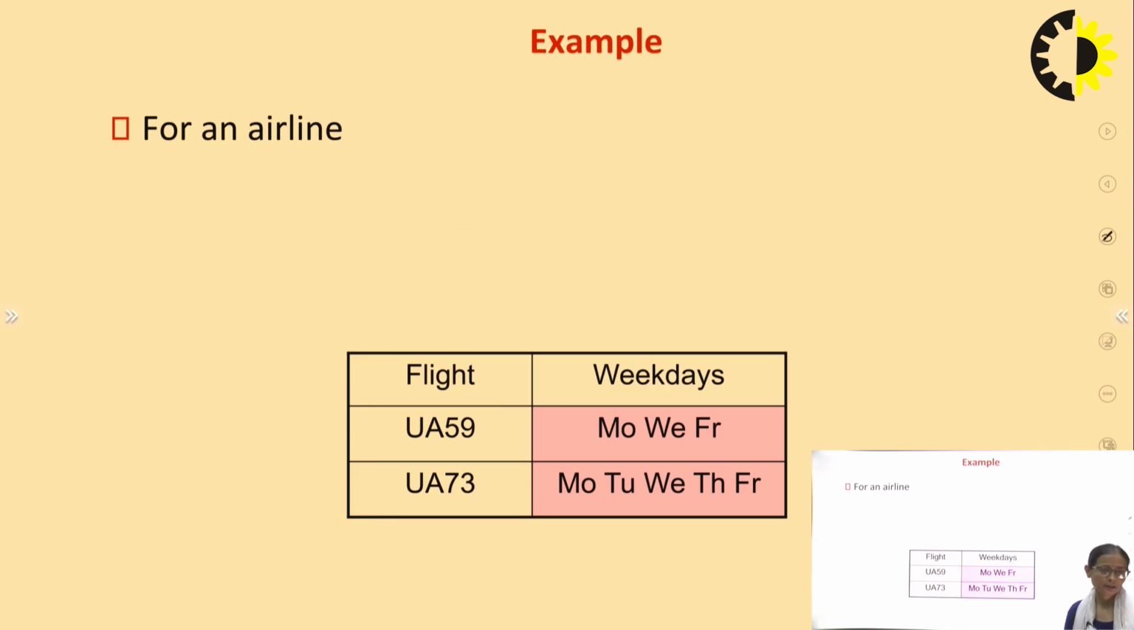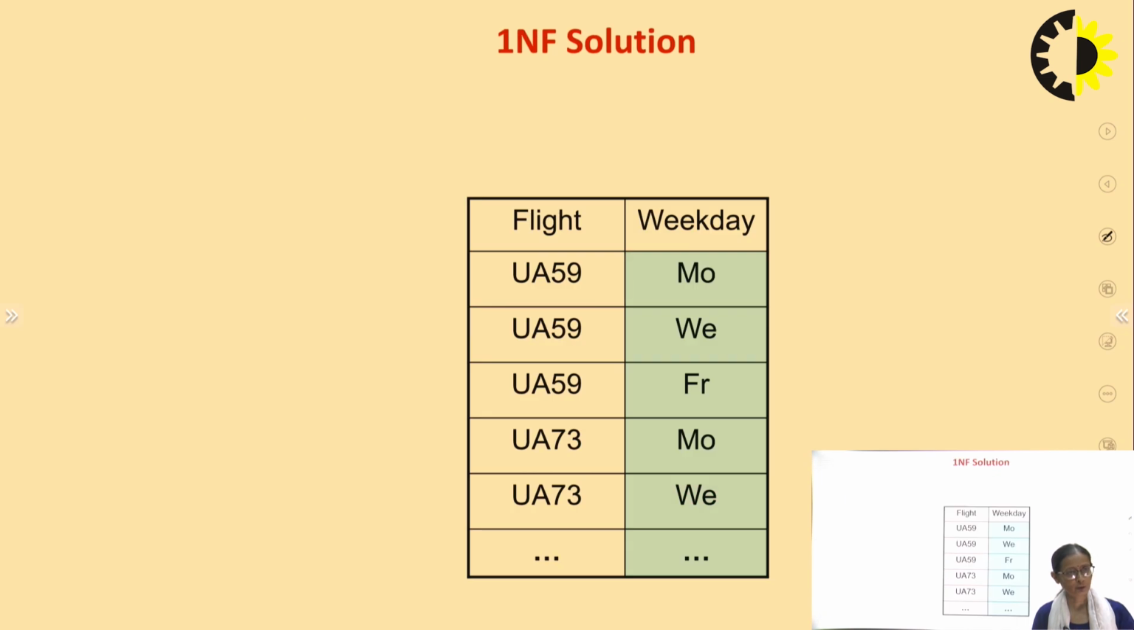This is another example. We have an airline application, and in this table the first attribute is flight and the second is weekdays. This particular flight number is operating on these dates. Again, this table is not in 1NF form. So how can we convert it into 1NF form? U59 is operating on 3 weekdays, so we separate these values and store them as separate rows.